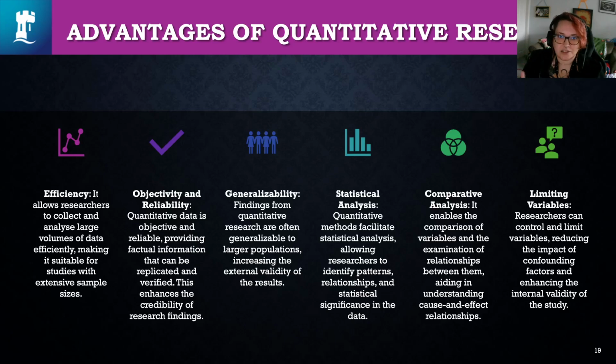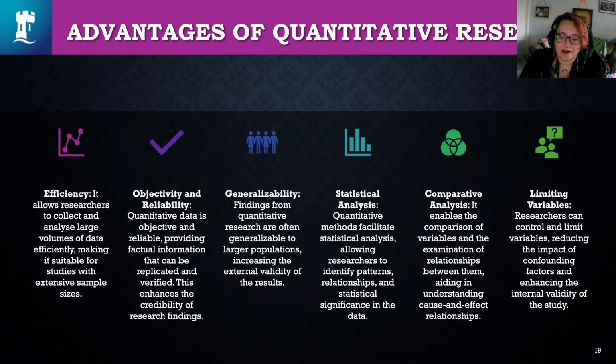You can get a large amount of data that you can process in an almost automated way. So it's suitable if you have a large sample size that you want to involve in the data collection. Quantitative data is often more objective and reliable. It provides factual information that can be replicated and verified. So it can make some very credible research findings that are hard or impossible to argue with, because the answers are simply fact. Quantitative data is very generalizable.